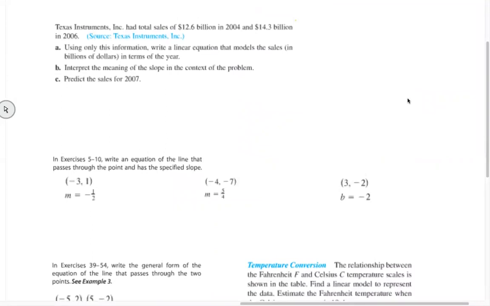Now it says Texas Instruments. That's on my calculator. TI, the people who make your calculator, had sold a total of $12.6 billion in 2004 and $14.3 billion in 2006. Using only this information, write a linear equation that models the sales in billions of dollars in terms of years.